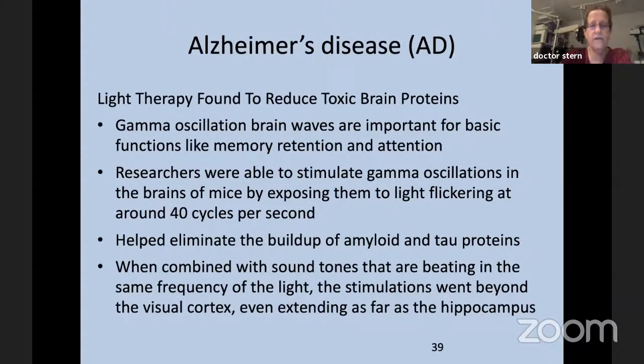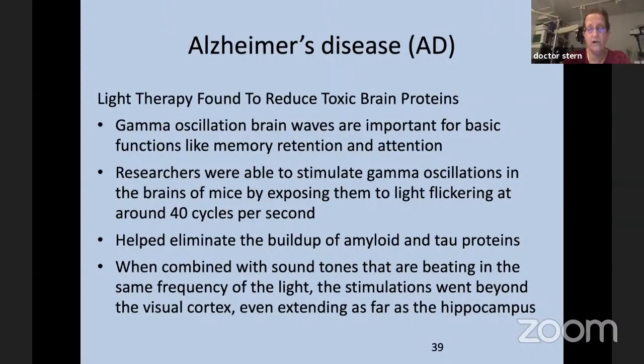In Alzheimer's disease, this is pretty new research. They found that gamma oscillation brainwaves are important for memory, retention, and attention. And they could stimulate them by exposing, in this case, mice to light flickering at 40 cycles per second. And that helped eliminate the buildup of amyloid and tau proteins in the brain.